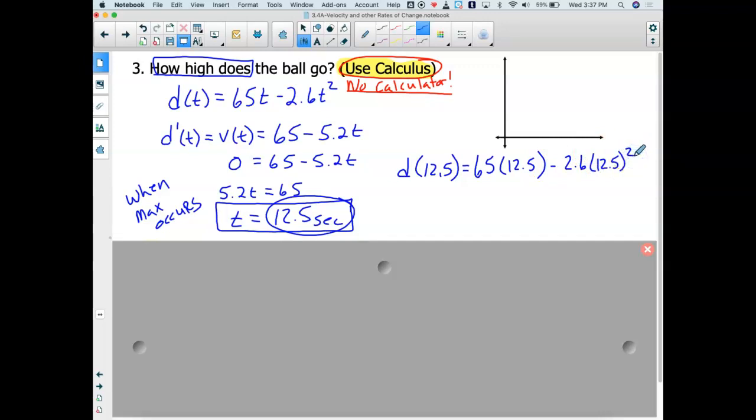And again, I totally do not expect you to do that without a calculator. That would be unrealistic of me. So you would type that into your calculator if you had one, and you'd get 406.25 feet. That's the maximum height that it got there, okay?